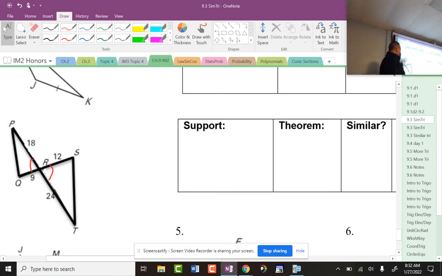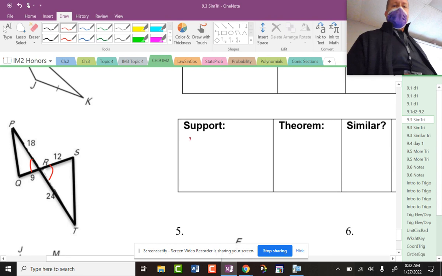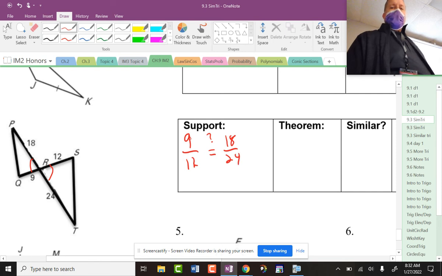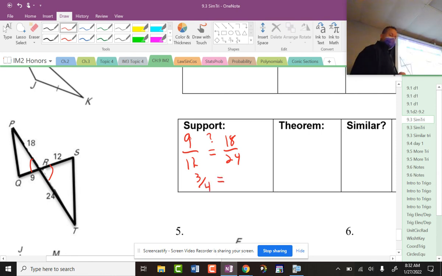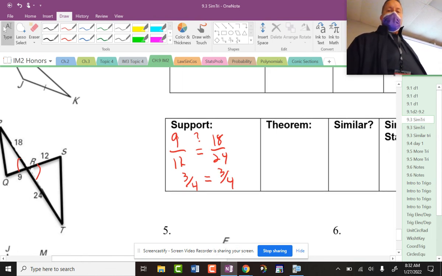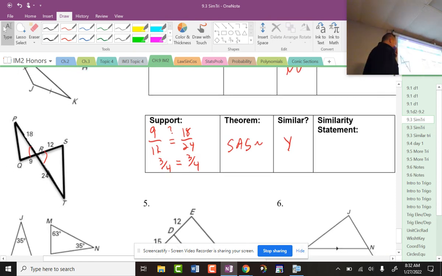So again, normally when triangles are like this, this side does go with this one. So I'm going left to right. I'm going to do 9 over 12. 3 times. Does that equal 9 over 12? 18 over 24. Then my reducing. 3 goes into both of these. 3 goes into 9, 3. 3 goes into 12, fourths. So 3 fourths, 6, 12, 18, 24. Same thing, 3 fourths. So the theorem is proven for SAS. They are therefore similar. And now I can write my similarity statement.